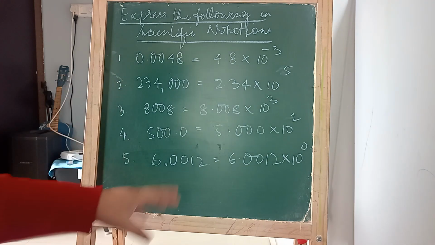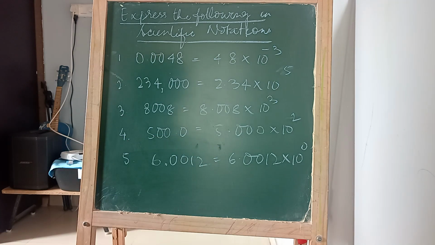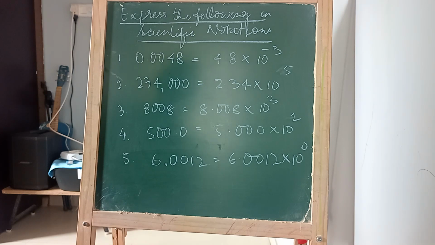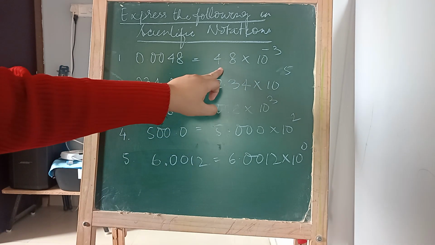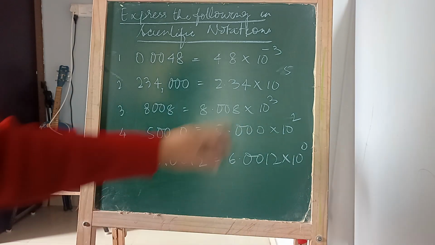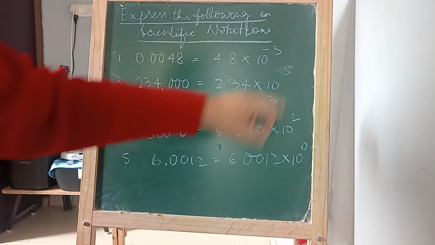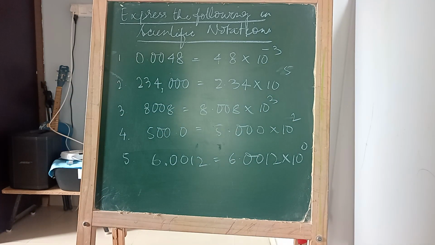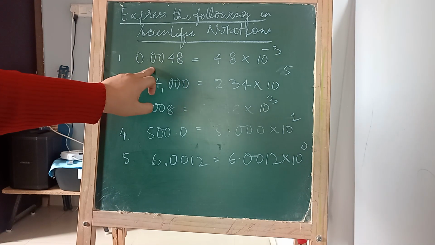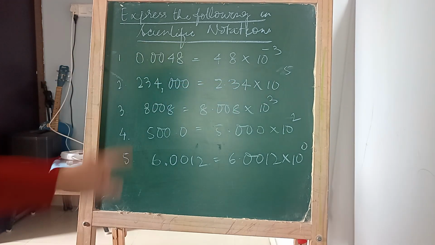So in this particular exercise, we are going to convert the given numbers into scientific notation. Scientific notation means you write the first part of the number between 1 and 9, and the second part consists of 10 to the power of something, which will be either a negative or a positive integer. Say for example 0.0048. This is a number, and we are going to express it in scientific notation. So how will you do it?